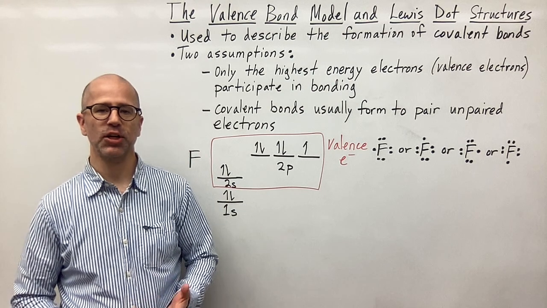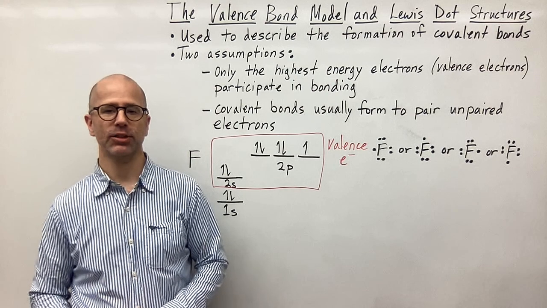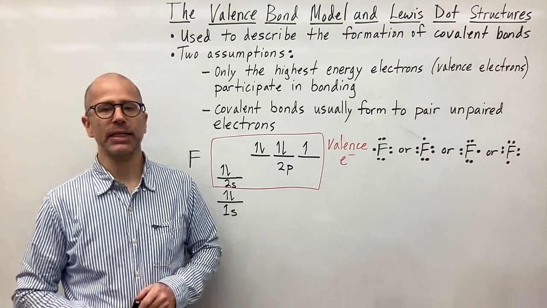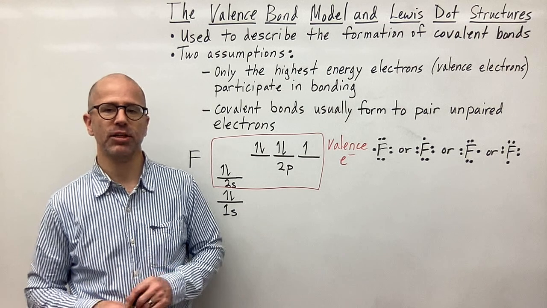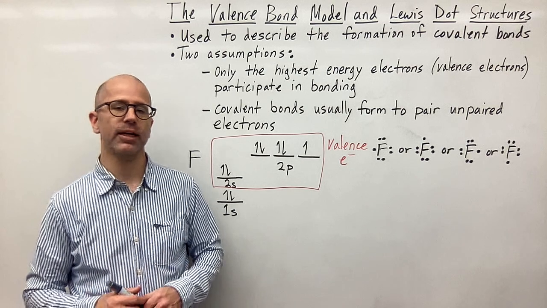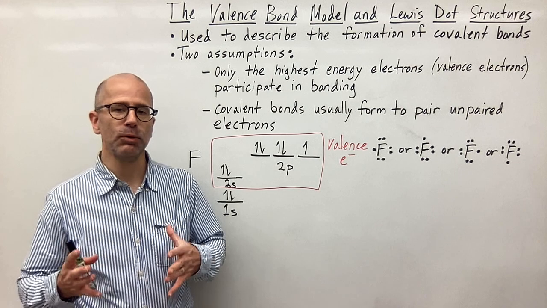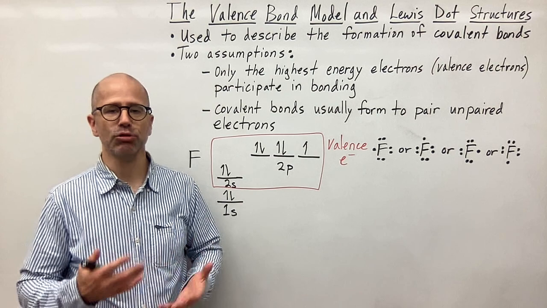My name is Mr. Cobalt, and in this video, I'm going to go over valence bond theory and how it applies to Lewis dot structures. So let's get into this. Valence bond theory is basically a theory that's used to describe the formation of covalent bonds in molecular or covalent substances. So it's a very simple model. It's simplified, and it's based on two assumptions.